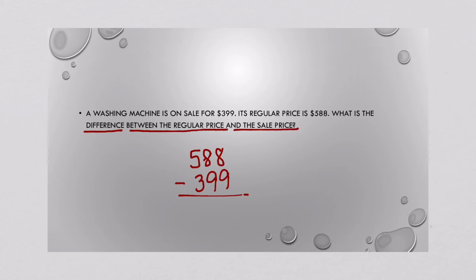Can't take 9 away from 8, so I've got to borrow 1. This becomes 7. 18 minus 9 is 9. Can't take 9 away from 7, so I've got to borrow 1 here. 17 minus 9 is 8. 4 minus 3 is 1. So 189, what does 189 mean in this situation? We can put a dollar sign. It means $189 difference between the sale price and the regular price.